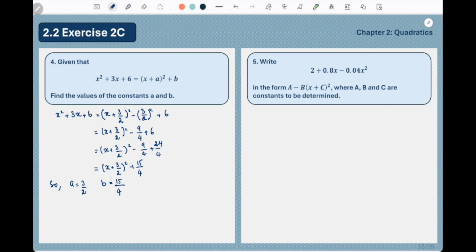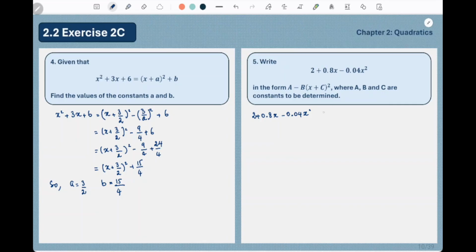Okay, so let's move on to question 5. Write 2 plus 0.8x minus 0.04x squared in the following form. So they're requiring us to complete the square. Don't be intimidated, but the 0.whatever is the same kind of concept being applied over and over and over.